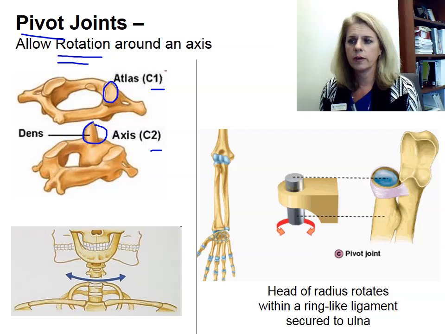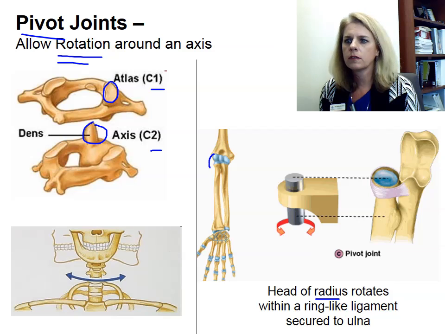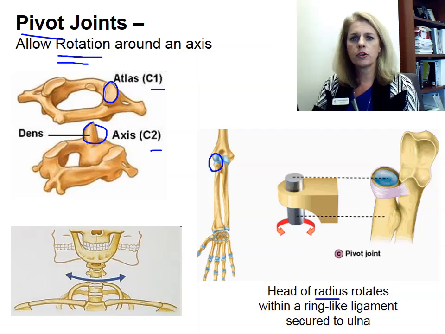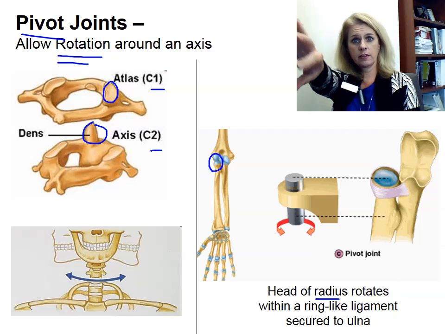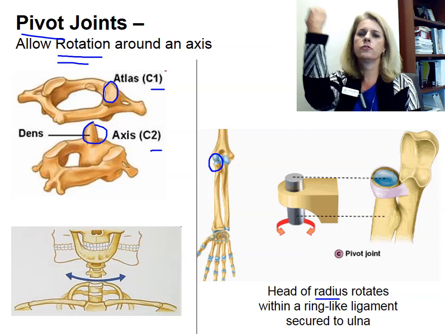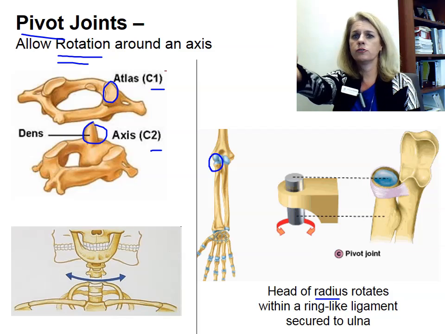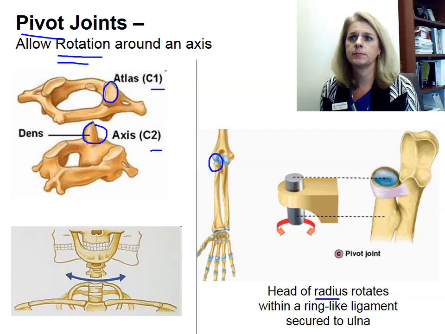Another pivot joint is at the elbow, and it's where the radius articulates with the humerus. So when you turn your hand down, you rotate your hand like this, that's actually your humerus and your radius. So this is your humerus and your ulna, this is your humerus and your radius.